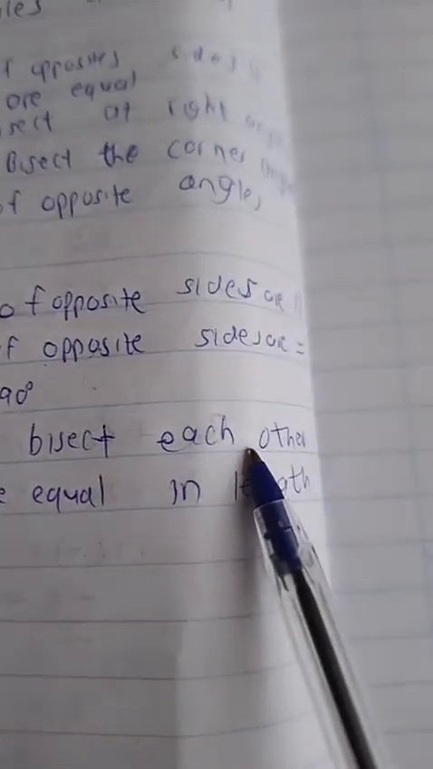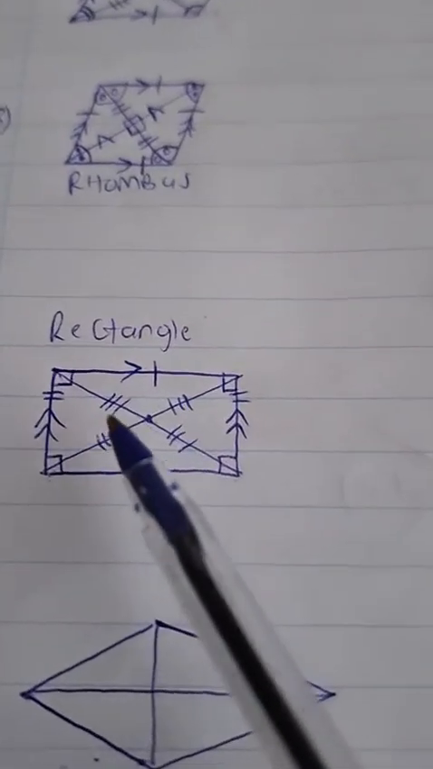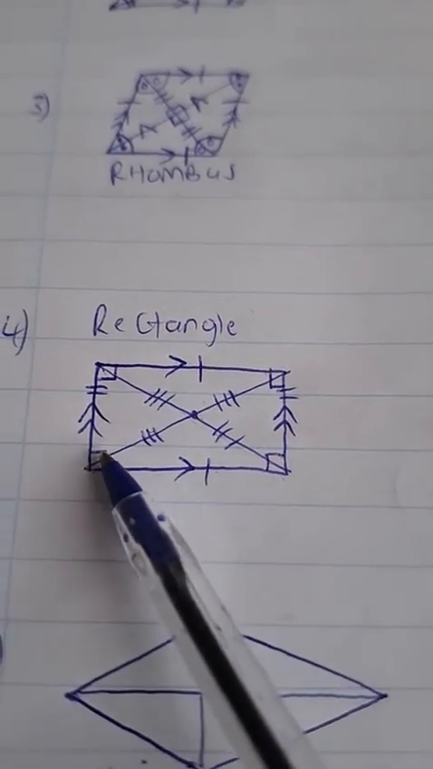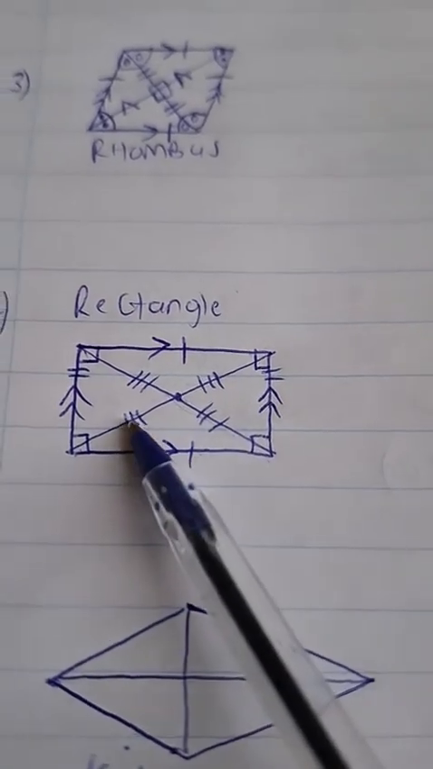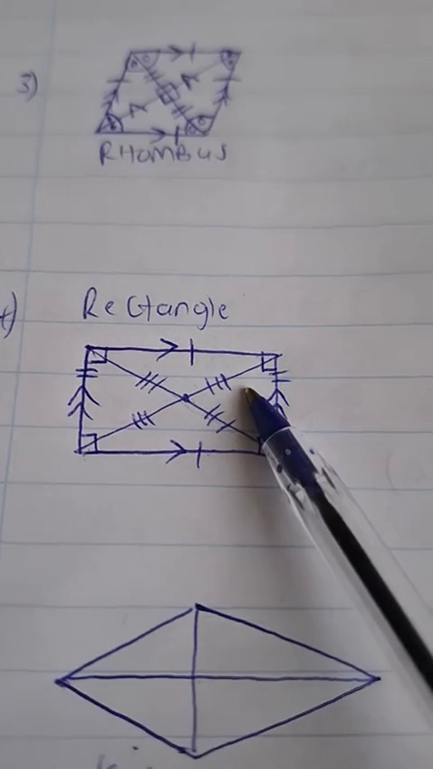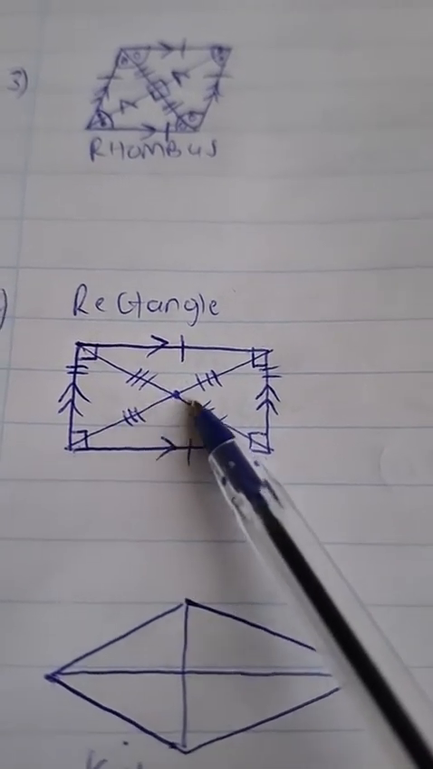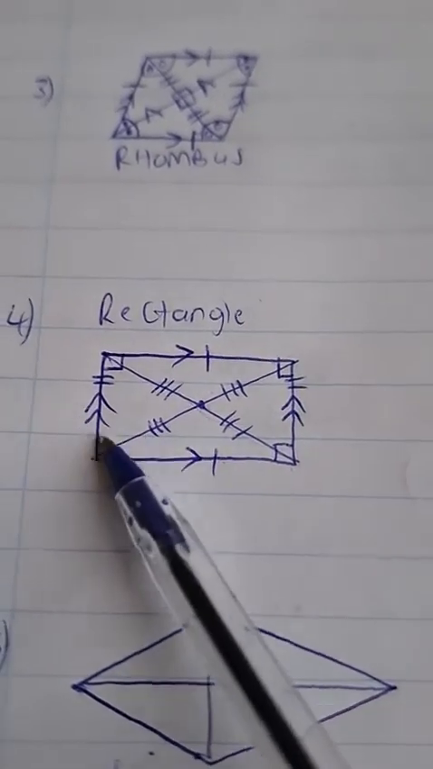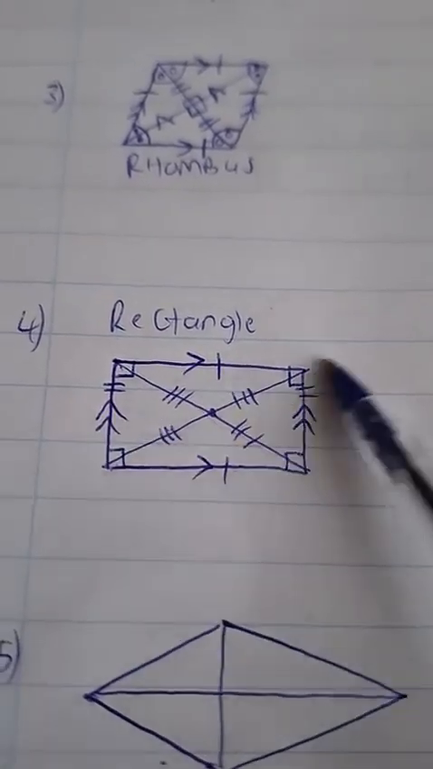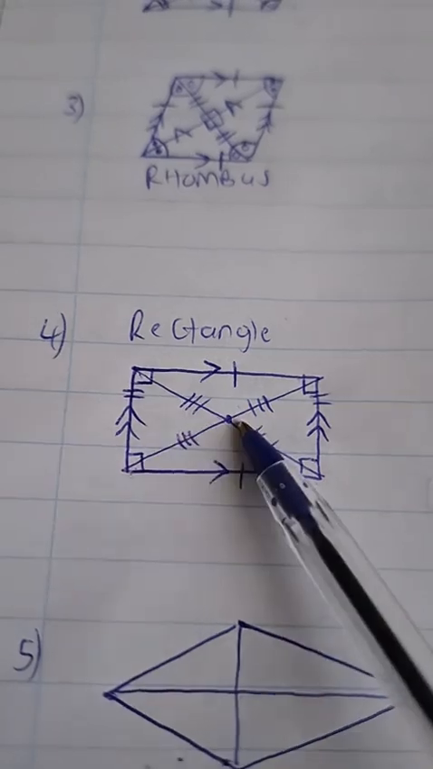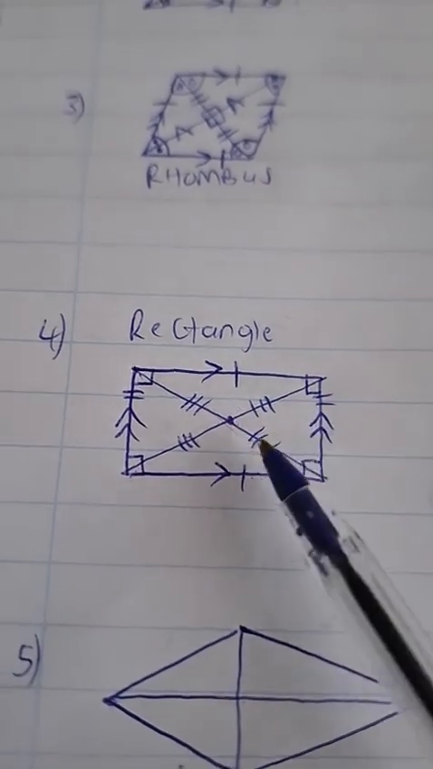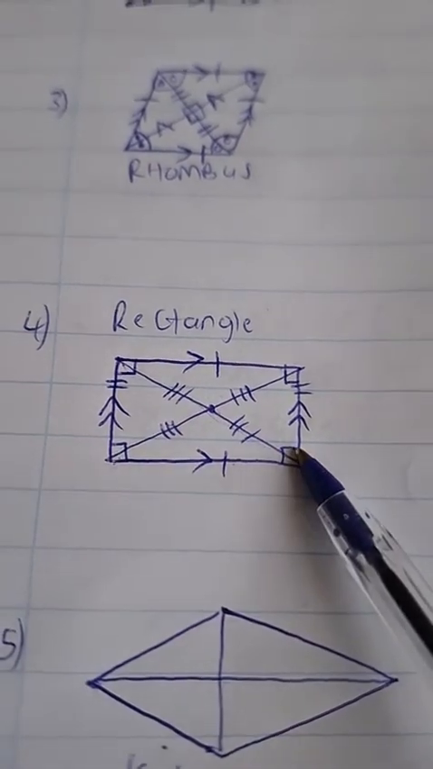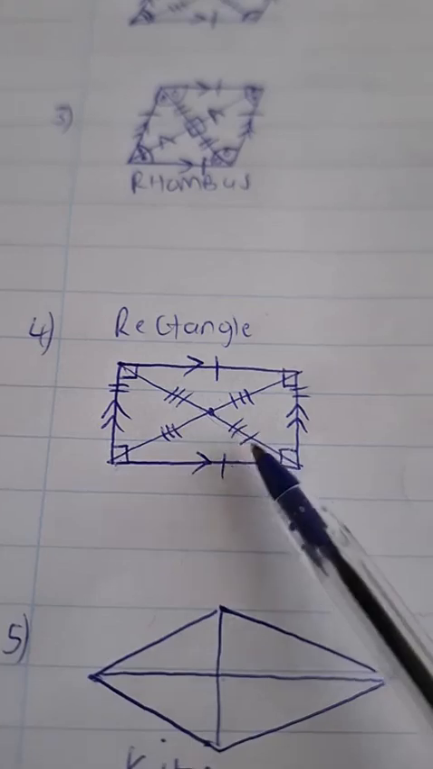Four, the diagonals bisect each other. So in the same way, the rectangle also has diagonals, and they bisect each other. They don't do so at 90 degrees, but they cut each other into half. All right, so from here to here will be the same distance as from here to there, and the distance from here to there will be the same as from here to there. All right, so that's very important.